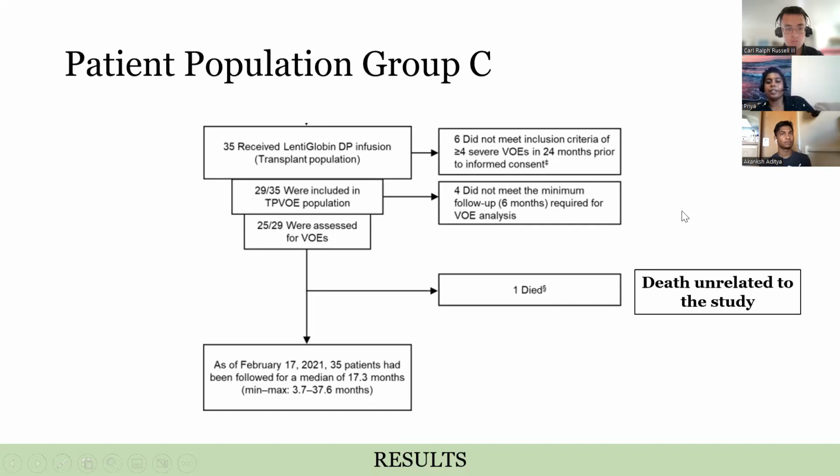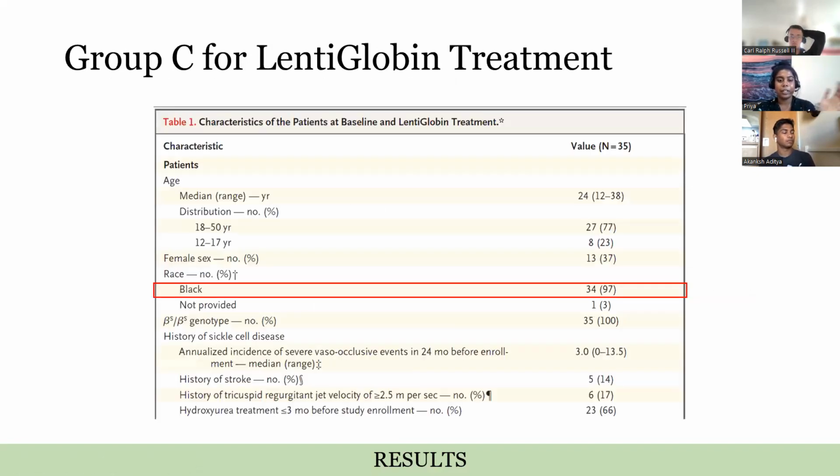Okay, so now the results of what happened. They did this therapy in 35 patients. Actually, one of them passed away, but the death was unrelated to the study. It was from cardiac arrest. They followed the rest of the patients for some amount of time, looking at the efficacy of the treatment. About this treatment group, I want to highlight some things. One, the majority of the participants were Black, which is appropriate in this case because it's representative of the population that's affected by sickle cell disease.